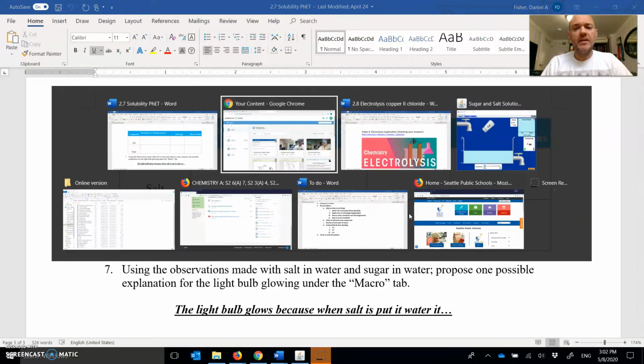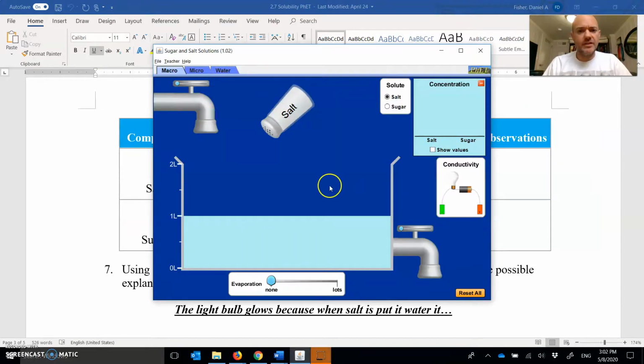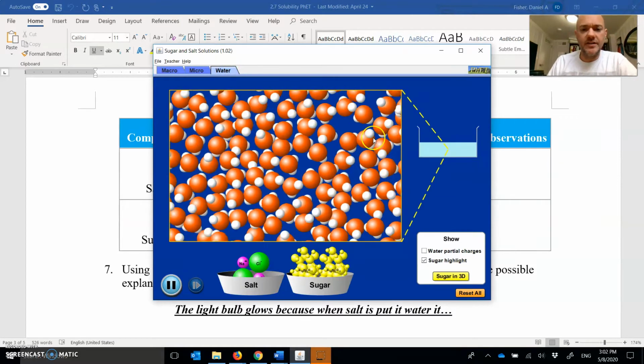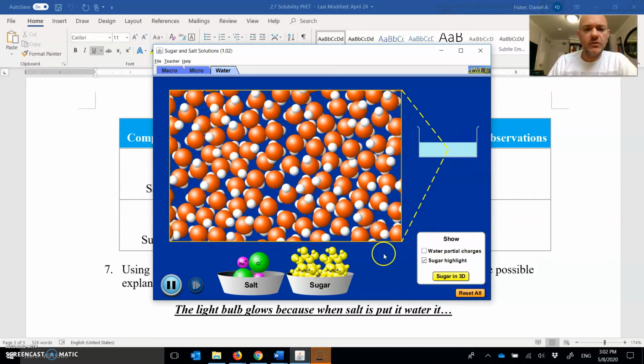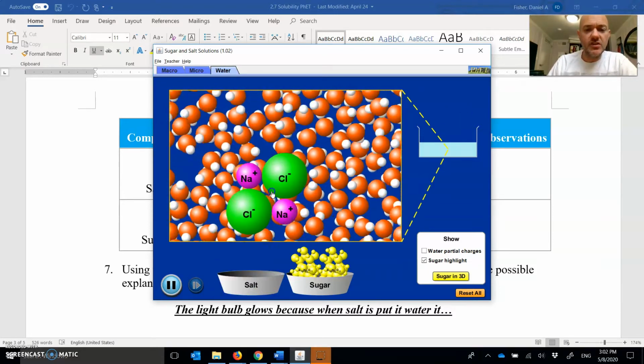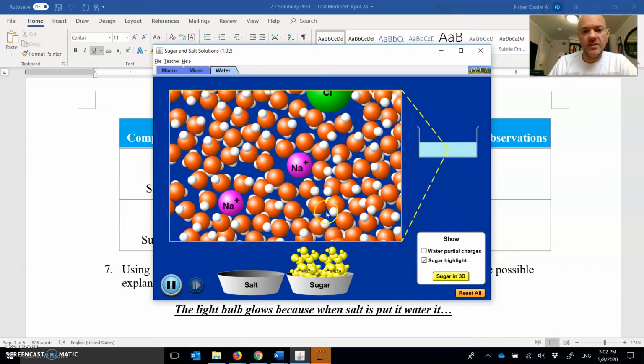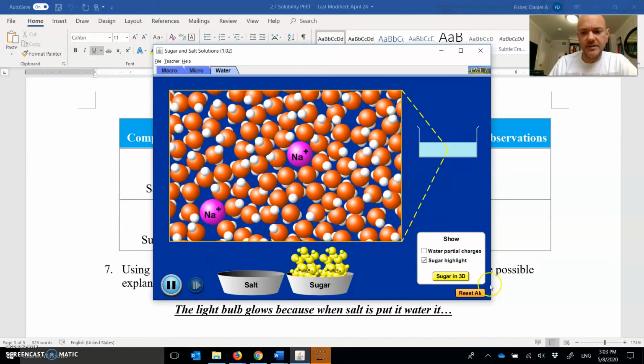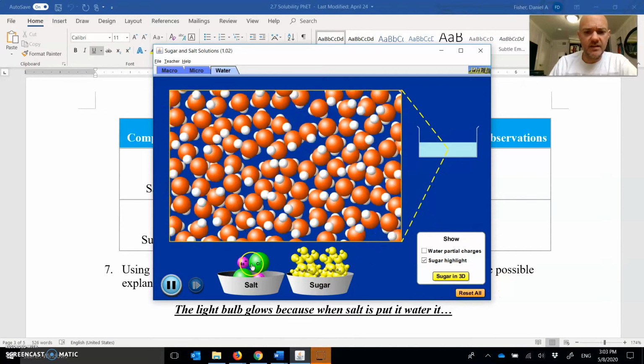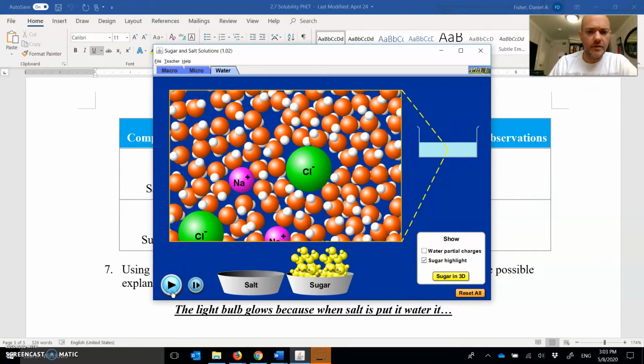All right. So switching back over to this simulation, and I'm going to switch over to the water tab here. And so here's what's going to happen. I'm going to put the salt into the water first. And you can kind of see what happens. Let's reset that. And I'm going to put it in, and then I'm going to pause it. Look at what happened to the salt when I put it in. Think what it looked like before I put it in, and think what it looks like after I put it into the water. So that's one thing to think about here. That's what you're thinking about when writing your observations.